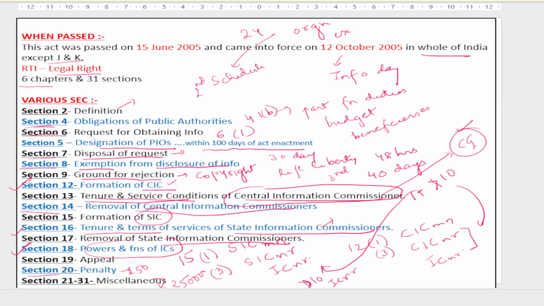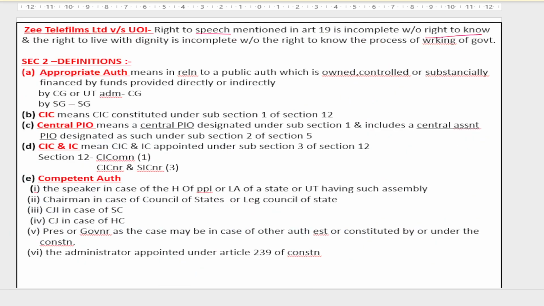Now, this was a brief overview of the various sections of the RTI Act. Now we come to the various sections in detail. Before studying the sections in detail, we will first study a case called the Zee Telefilms case, Zee Telefilms Limited versus Union of India.